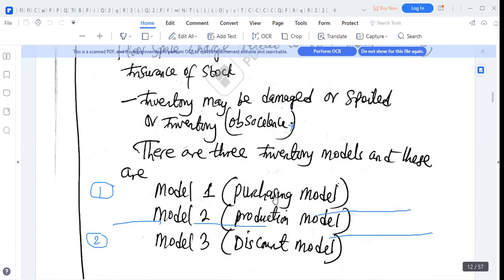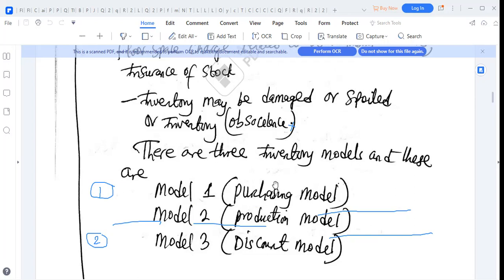Okay, so now we can look at the inventory models. For this class, we are going to look at two models, model 1 and model 2, because this is one of the longest topics in production and operation management. Model 1 is called the purchasing model. Model 2 is called the production model. Then model 3 is called the discount model. These are the three models involved in inventory management.